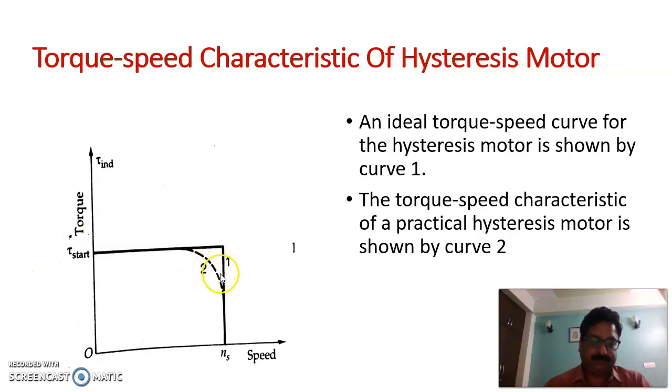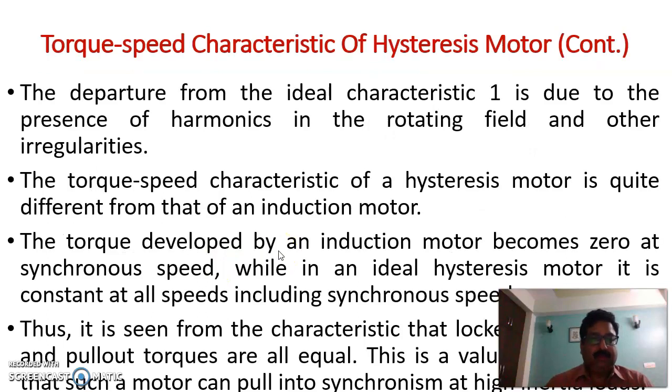This is shown here. When we see the change between curve 1 and curve 2, the ideal curve 1 is not obtained, but we go with curve 2. This variation or departure occurs because of the harmonics in the rotor field, and because of the presence of these harmonics, the curve deviates from curve 1 to curve 2. There are also other irregularities which are responsible for the deviation of the curve from its position to curve 2.